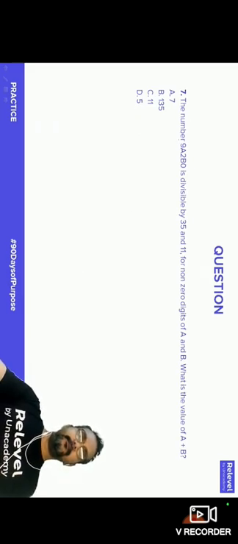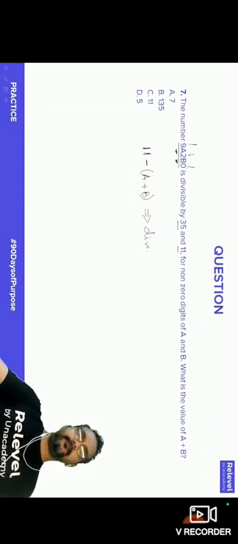Number 7. It says the number 9A2B0 is divisible by 35 and by 11. So for 11, the divisibility rule is sum of the odd positions minus the sum of the even positions. So sum of the odd positions 9 plus 2 plus 0, so that's 11. Minus sum of the even positions A plus B, which should be divisible by 11. So that means A plus B must be divisible by 11.